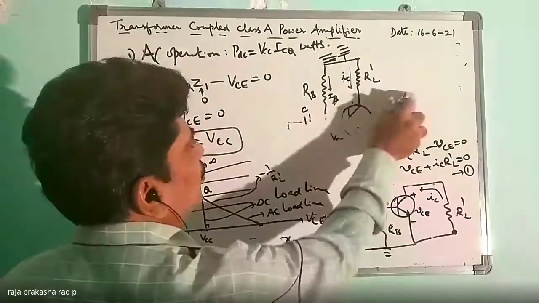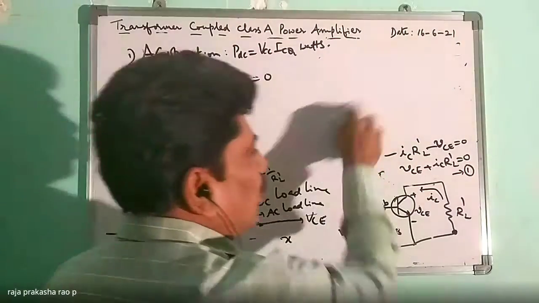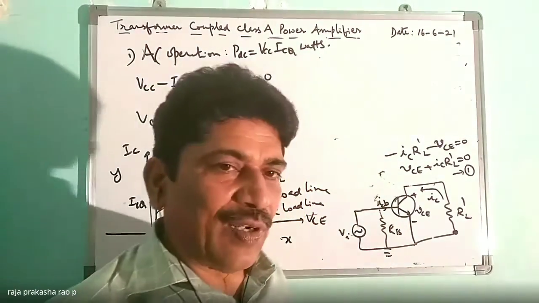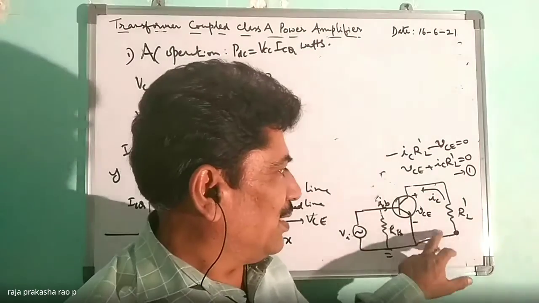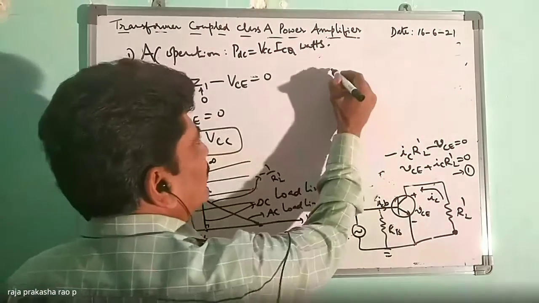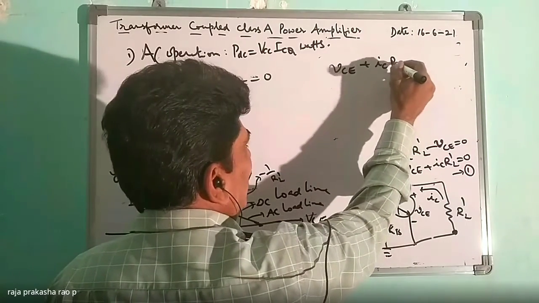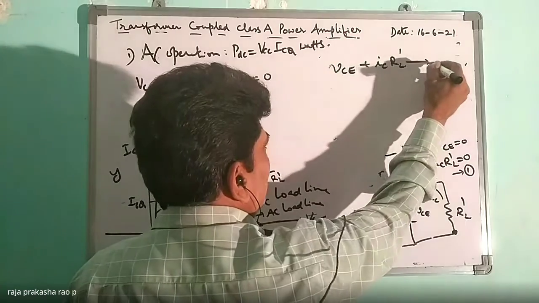What are we going to do? We are going to frame the equation for the load line. Is it not? The equation for the load line is nothing but this one only: VCE plus IC into RL dash is equal to, equation number 1.